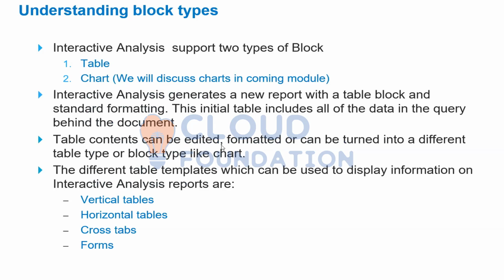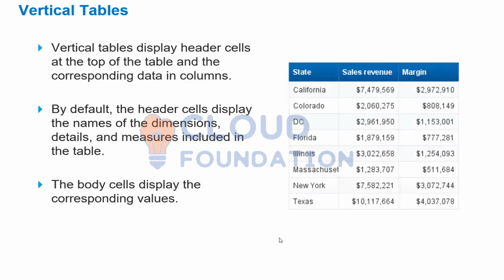Those table contents can be edited, formatted, or can be turned into a different table type or block type like chart. The different table templates which can be used to display information on Web Intelligence are vertical tables, horizontal tables, cross tabs, and also forms. This is the vertical table look. So it is like a normal table. It is showing columnar based, row wise data.